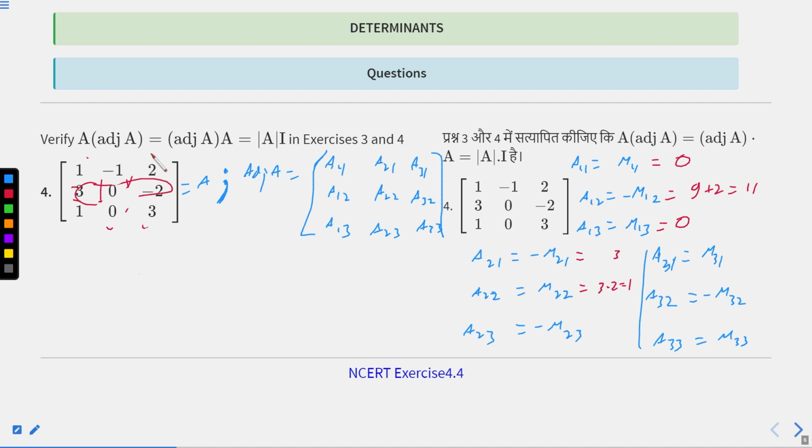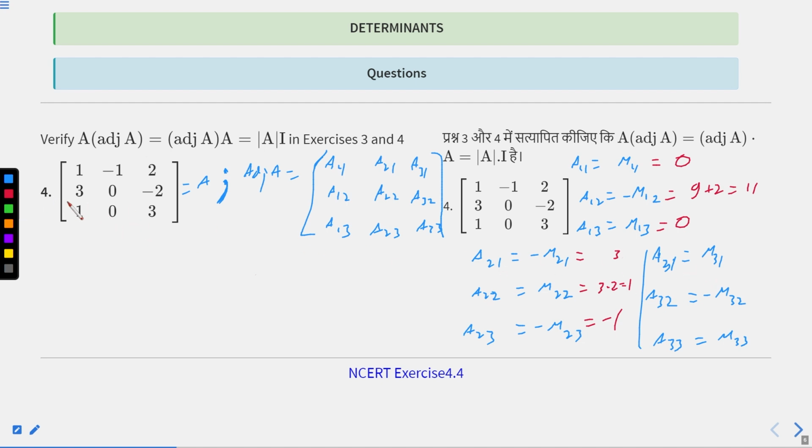Now 2, 3, 0 minus 1. So 0 minus of -1 will give you 1, and you will have eventually minus of 1. Okay, please be careful with the signs. Whenever you find adjoint of A, please be careful with these signs and the signs with determinants.